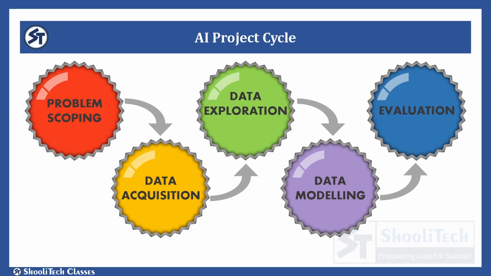So with this, we have finished the 5 stages of the AI project cycle, and in our next 2 videos, we will cover the 2 important algorithms of machine learning, the artificial neural network and the decision making algorithms.